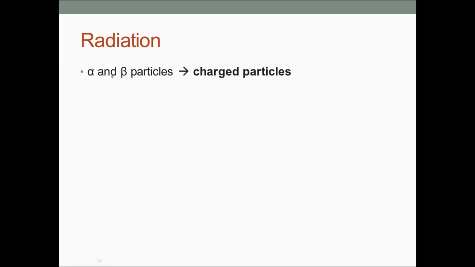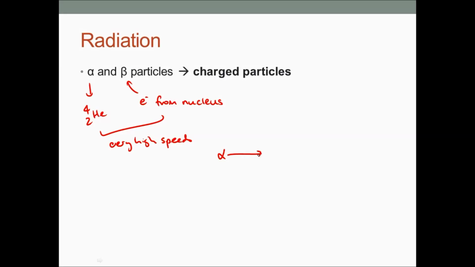In terms of alpha and beta particles, remember alpha particles are helium nuclei, and beta particles are electrons from the nucleus. The key feature about them is that they're at very high speeds. Alpha particles usually are moving at 1/10 of the speed of light, and beta particles usually are about 90% of the speed of light. So this is a key point. I'm going to use the alpha particle as an example. The beta particle pretty much operates the same way.